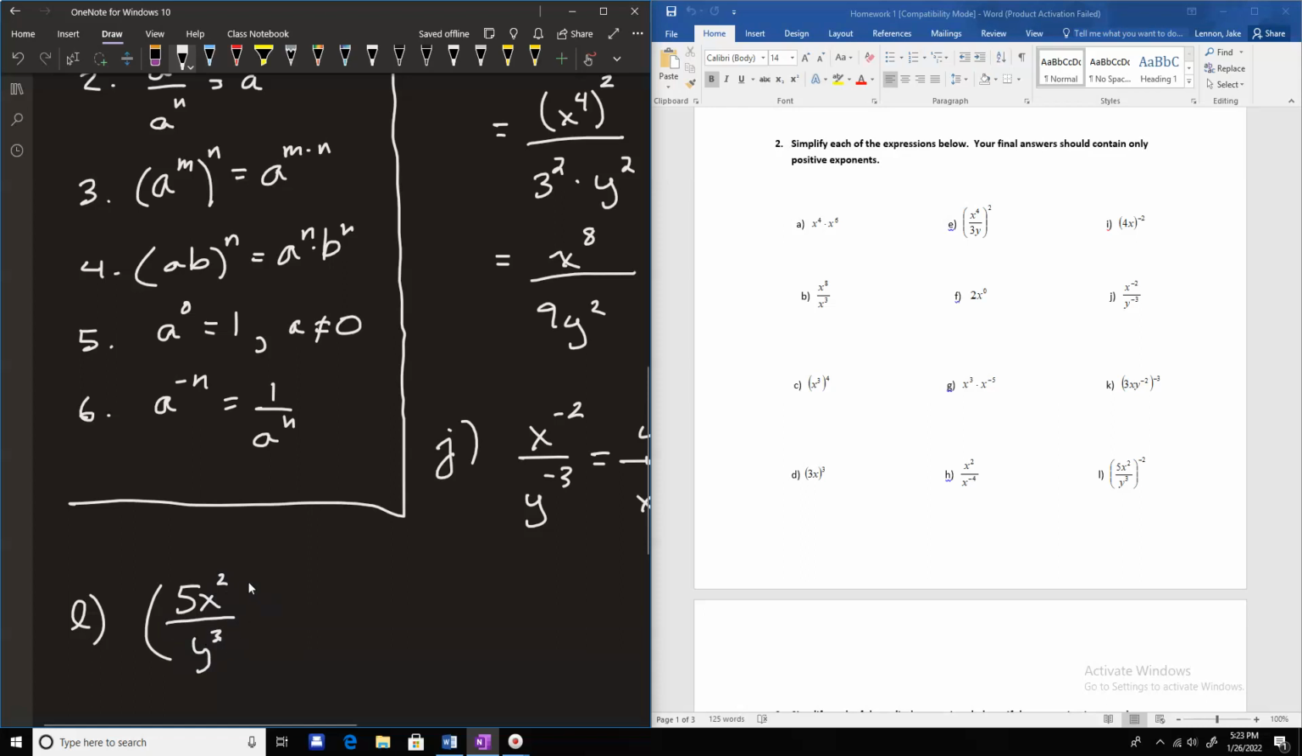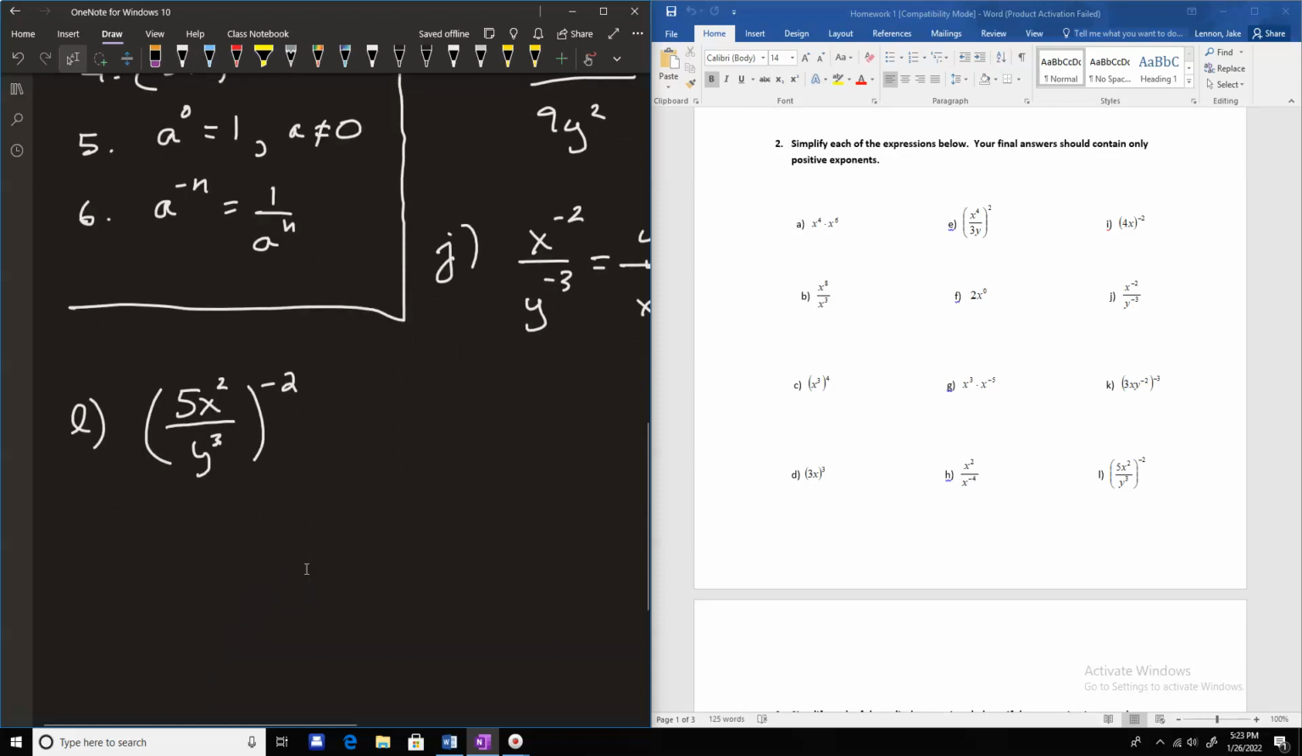So 5x squared over y to the third, that whole thing raised to the negative second. There's kind of two ways to do this. You could apply the negative and just flip the fraction, or you could apply the negative 2 to each thing. I think it's a little bit easier if you take the negative and you just flip it over.